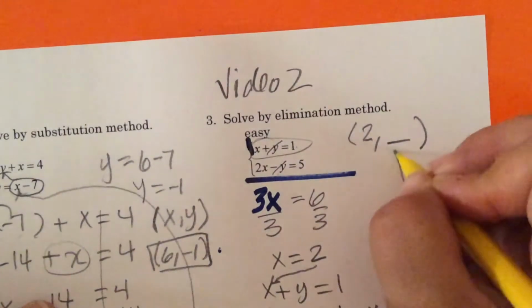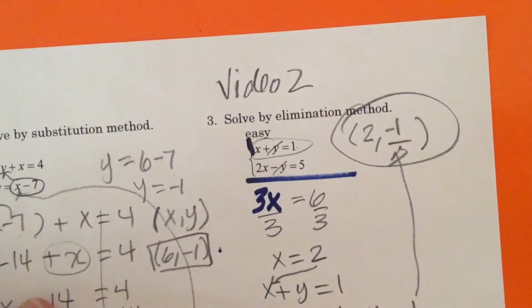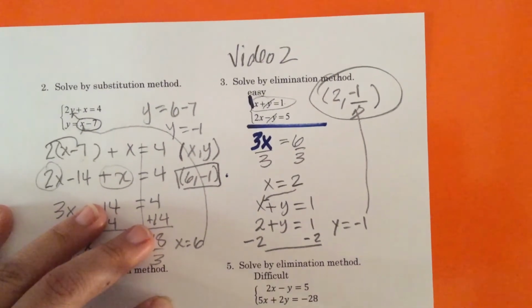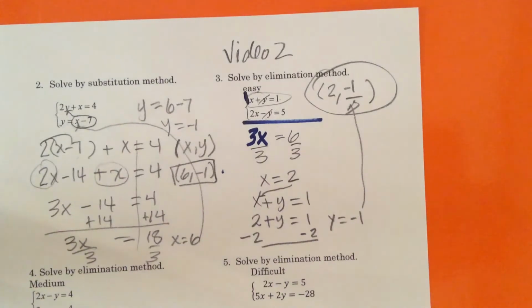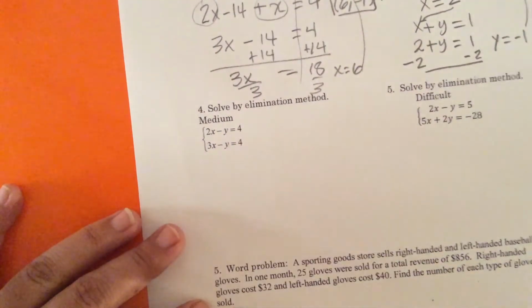So now I'm going to go plug it in there. And that's my final answer. We always write in ordered pair. Okay. Now let's get to a little bit tougher one. We have solve by elimination.